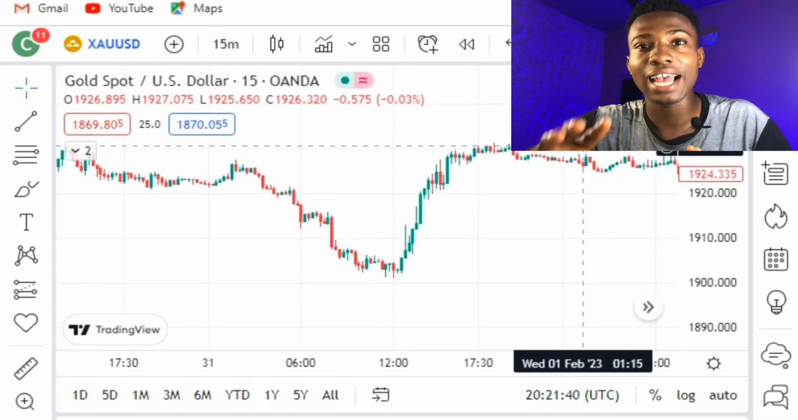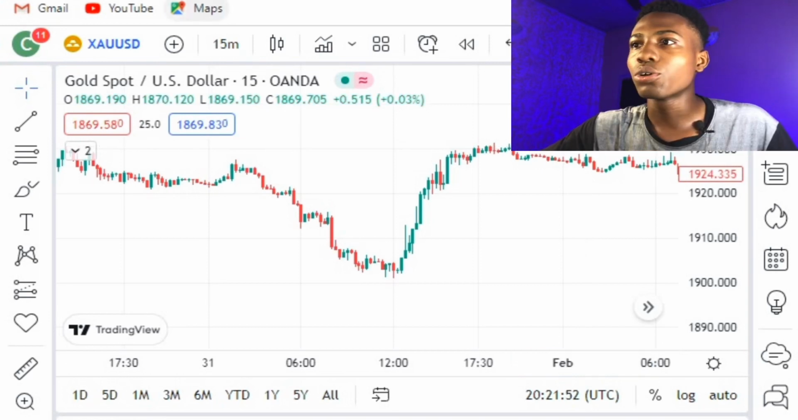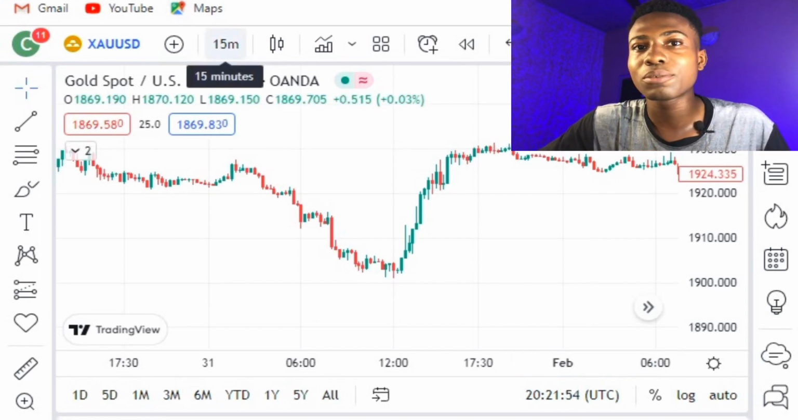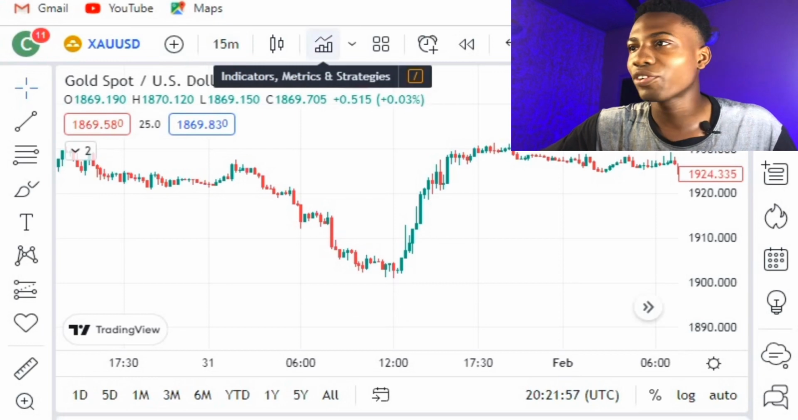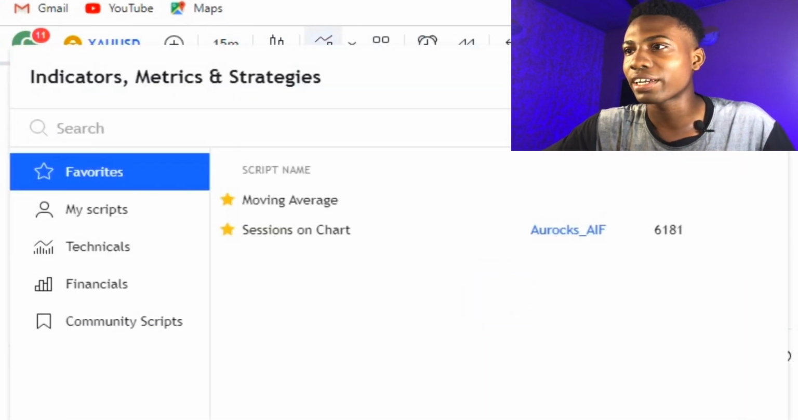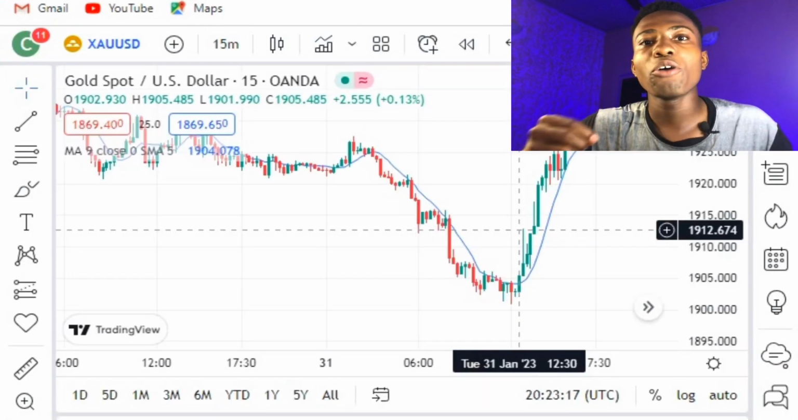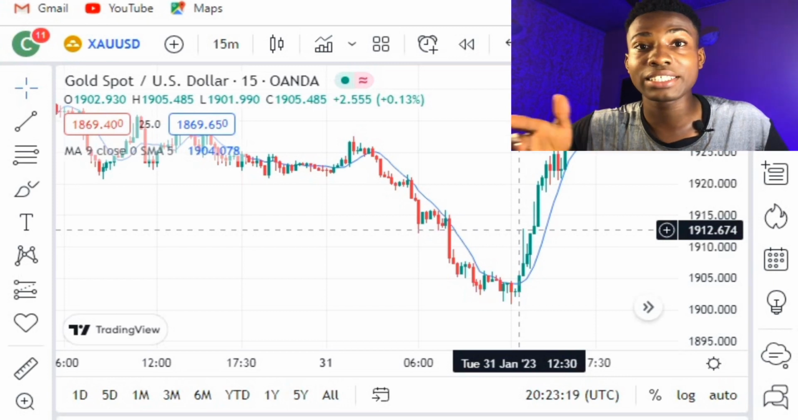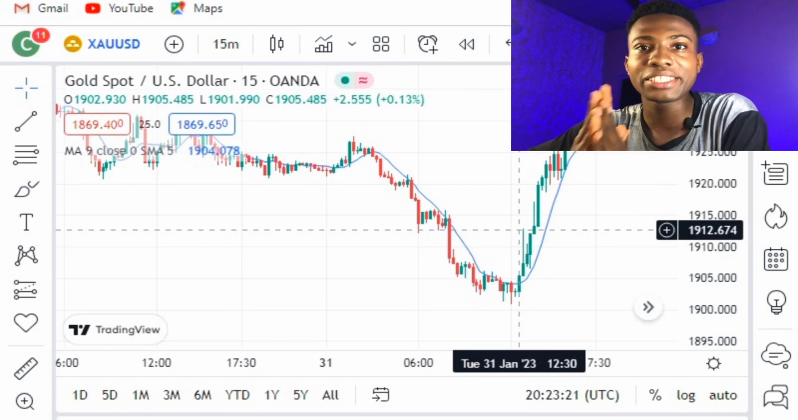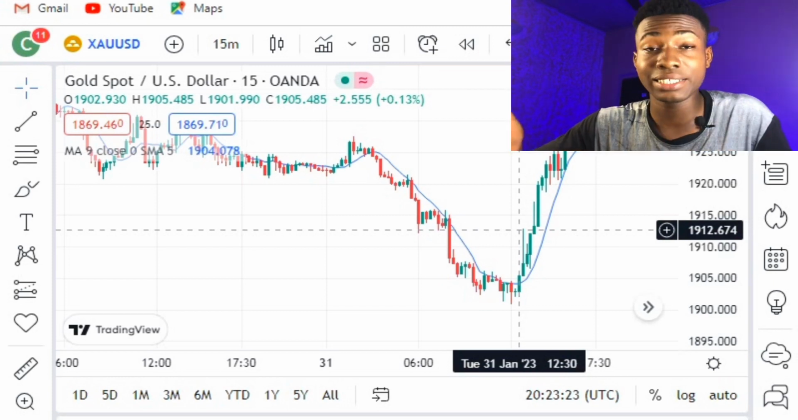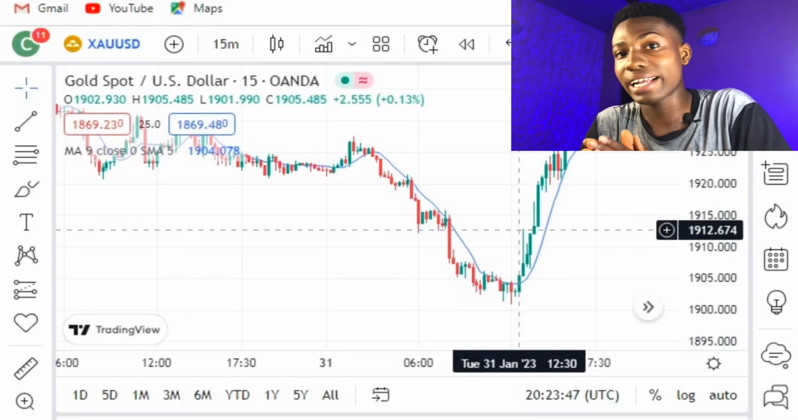Now, when we're talking about trends, the best indicator for it is the moving average. So the question now becomes, what moving average are we using? Before that, let's go into the indicator section right here and type in the moving average. Now, if you remember what I said, the moving average is very good at identifying trends in the market, and not just identifying trends, it also shows you when the trend is changing.